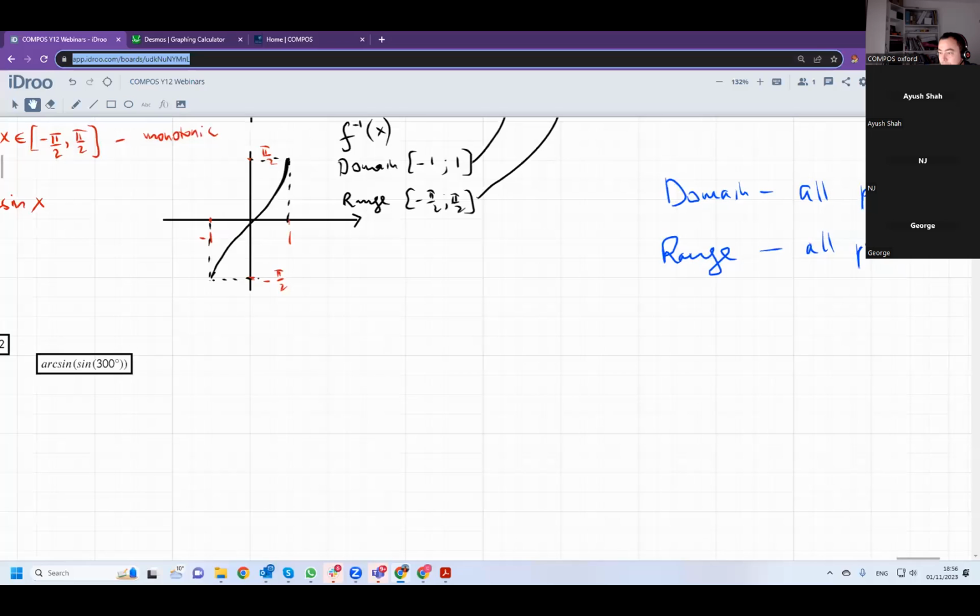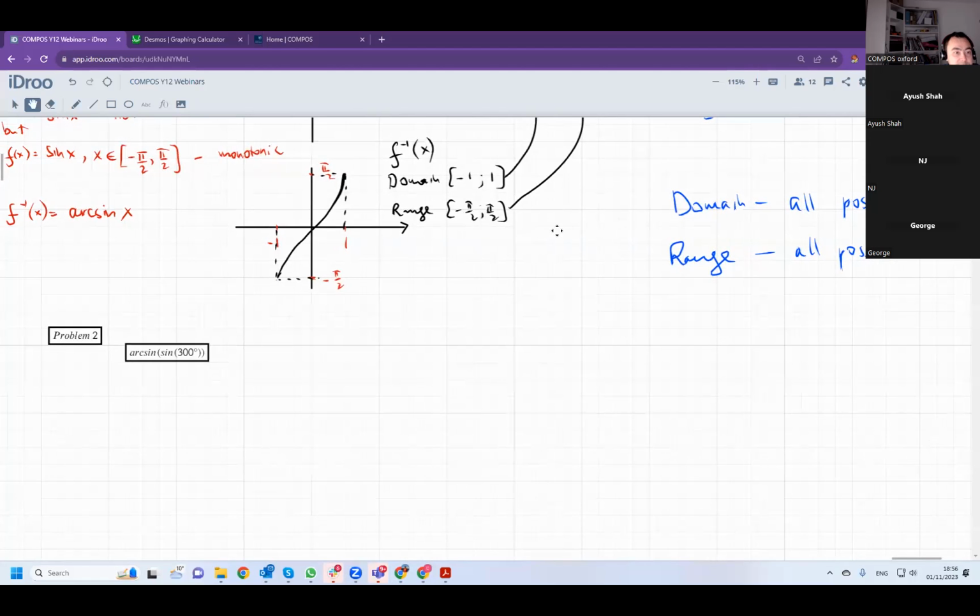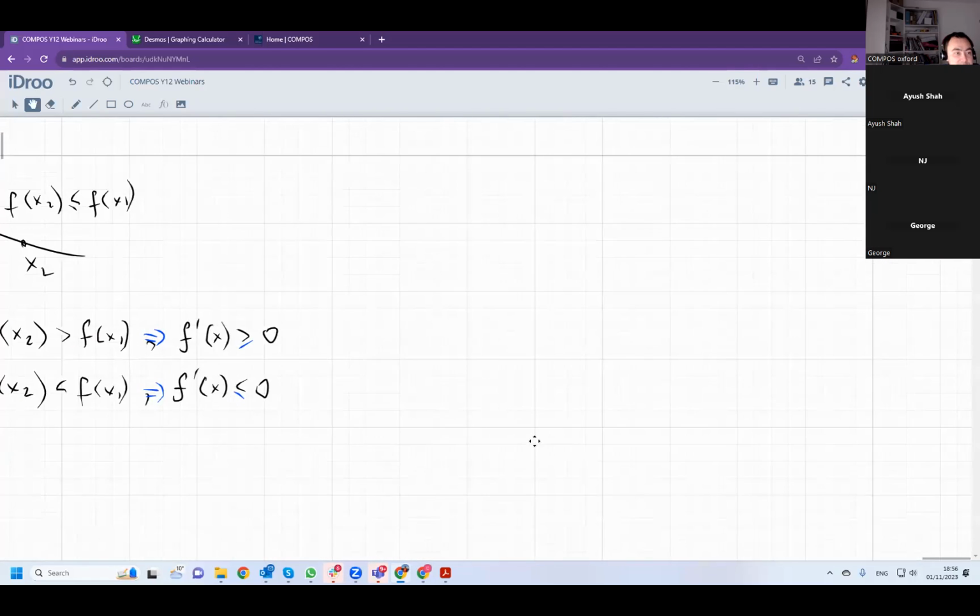Why do non-monotonic functions not have an inverse? Because the inverse would not be a function, it would be one-to-many. Yes, thank you. That is pretty much the answer. Let's cover this.